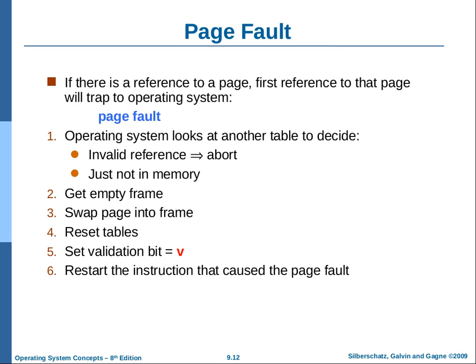A reference to a page that's not actually in memory is called a page fault. It looks at the table to decide, first off, is this reference invalid? Are you trying to write to the kernel? If so, abort. Otherwise, it's just not in memory. Find an empty frame in memory, swap the page into a frame, reset the table, set the valid bit, and then restart the instruction that caused the fault, aka do the context switch back to the process.